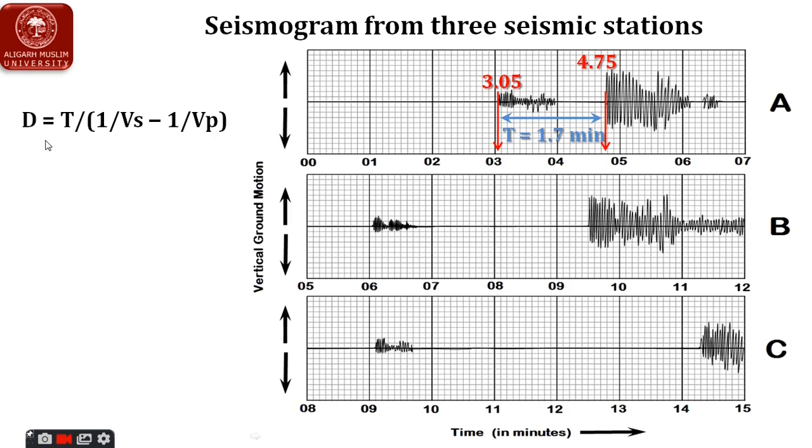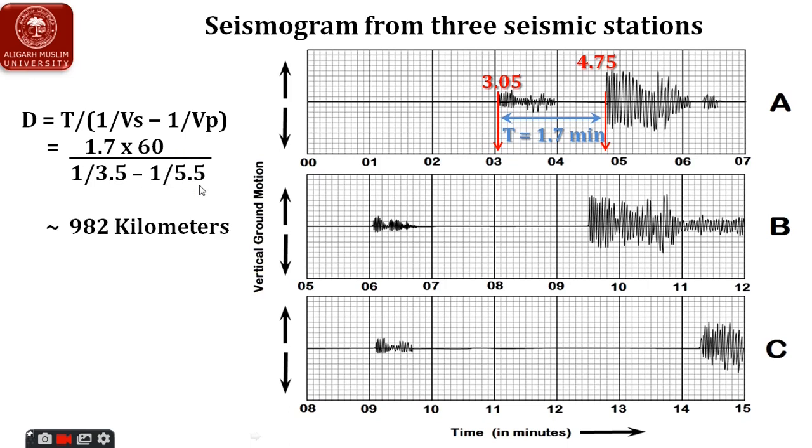Now putting this value of time difference in this equation, we get 1.7 minutes, so we multiply it by 60 because the velocities are in kilometers per second, so we have to convert it into seconds. So it is 1.7 multiplied by 60 divided by (1/3.5 minus 1/5.5). This gives us an approximate value of 982 kilometers. So for seismic station A, the distance from the epicenter is 982 kilometers. Similarly, we can calculate the distances for the stations B and C.